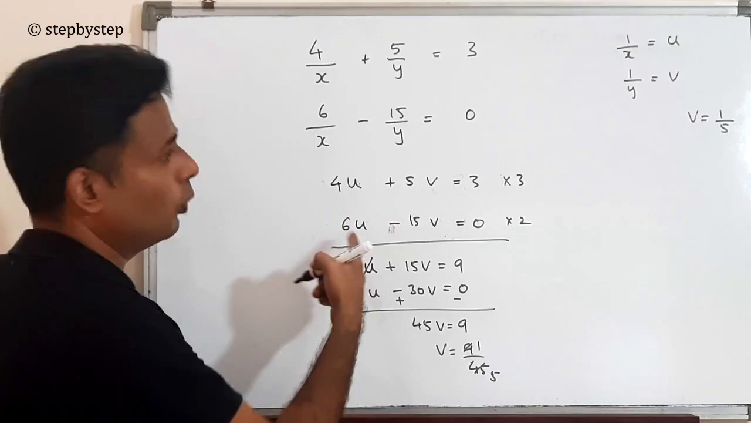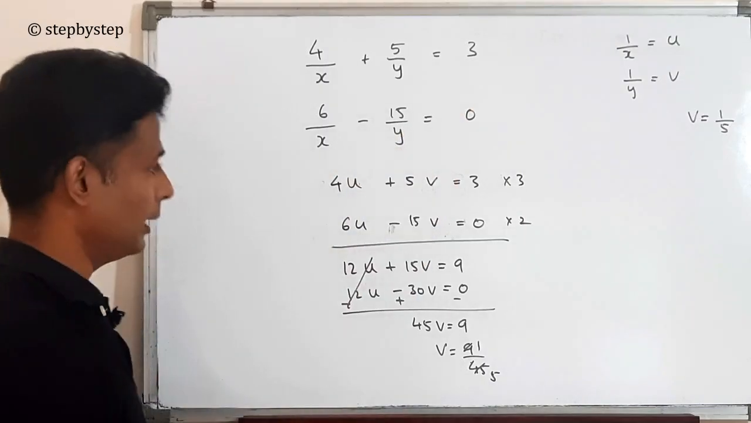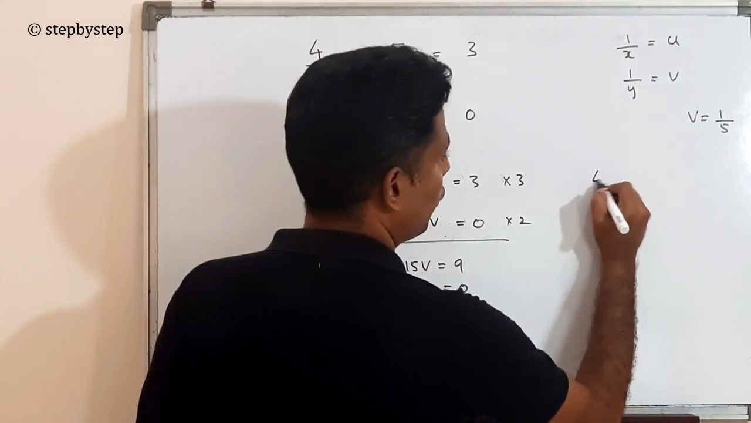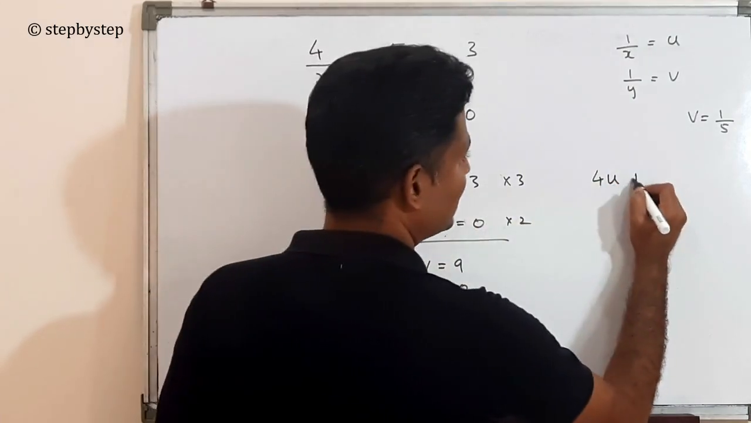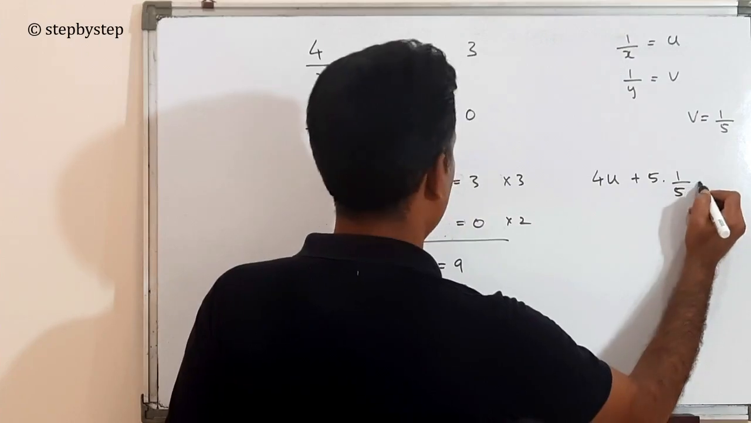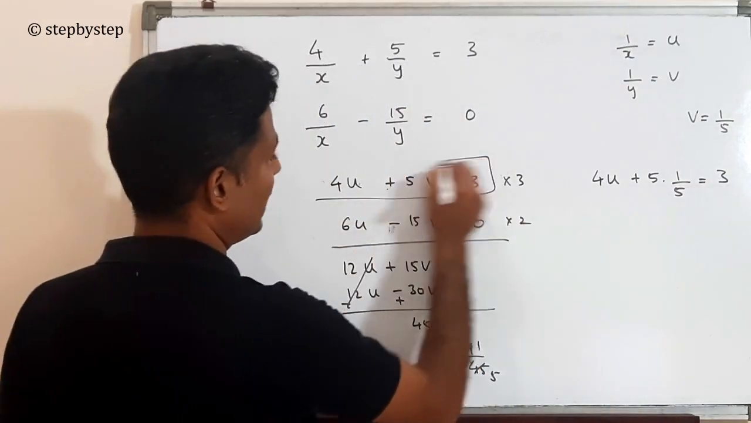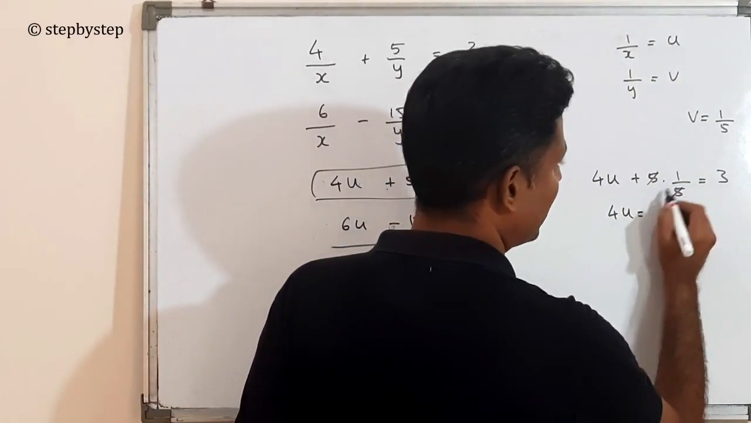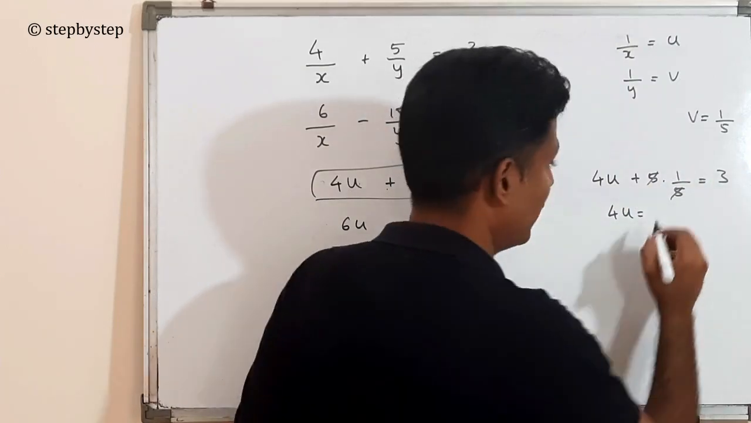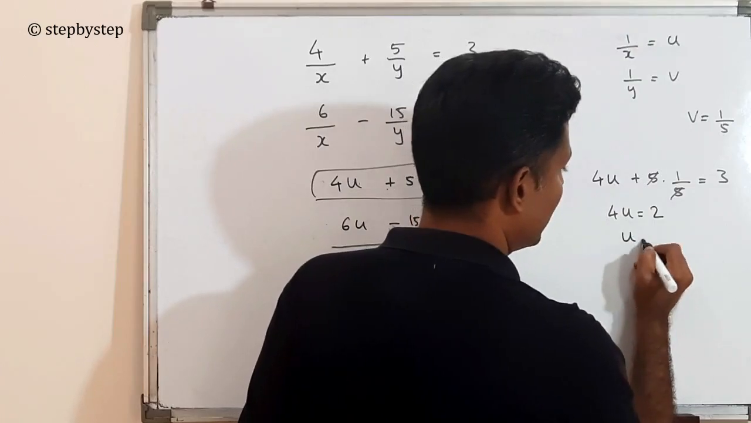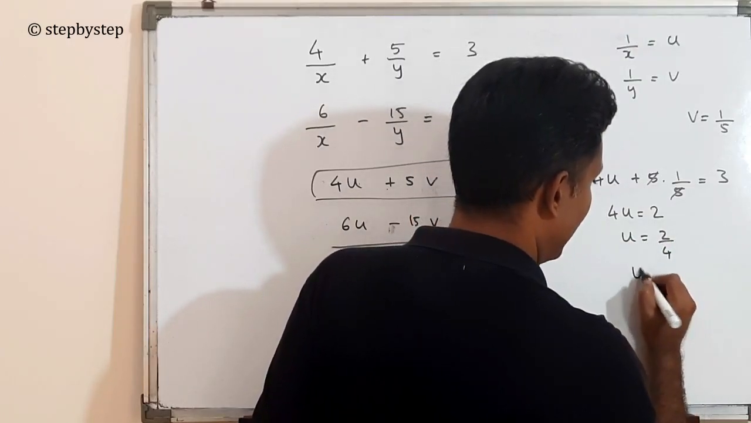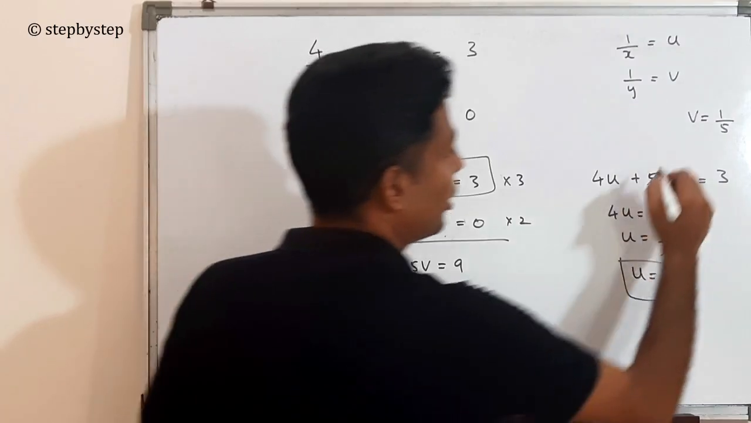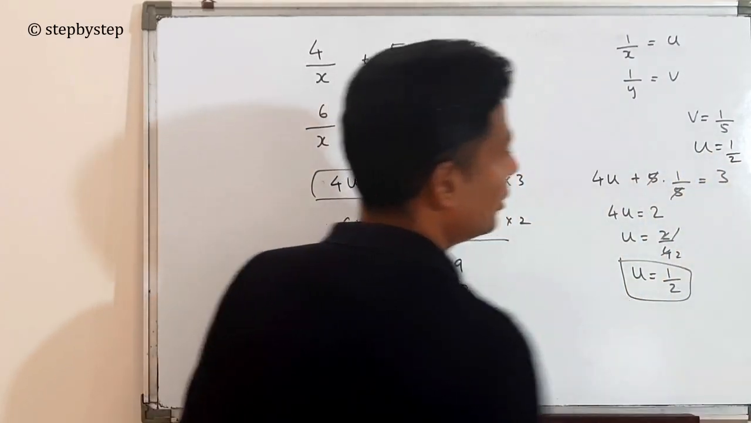Now we'll find the value of u itself before we find the value of x and y. So I'll substitute in one of these equations. I'll take the first equation. So it is 4u plus 5v, that is plus 5 into 1 by 5 equal to 3. This first equation I have taken. Alright. So 5 and 5 cancel, I get 4u equal to 3 minus 1. So 3 minus 1, 2. So I get u equal to 2 by 4, and I get u equal to 1 by 2.